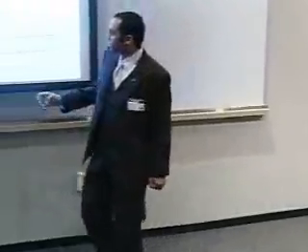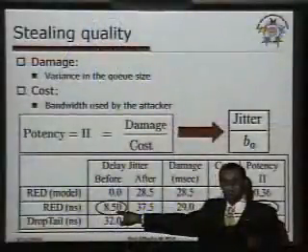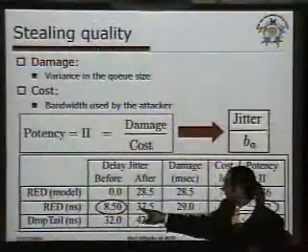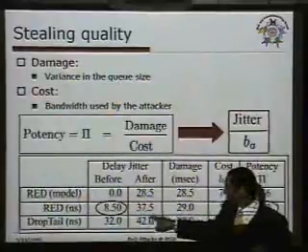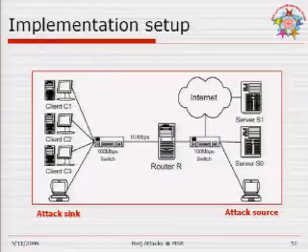Right. So RED in particular, before the attack, is trying to stabilize the queue. So it has a low variance here. But after the attack, it's higher variance compared to drop tail. So this means that RED actually becomes like a drop tail. It doesn't try to do anything.